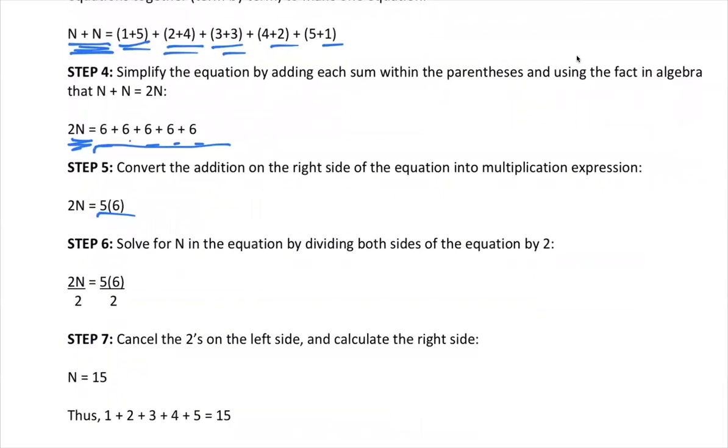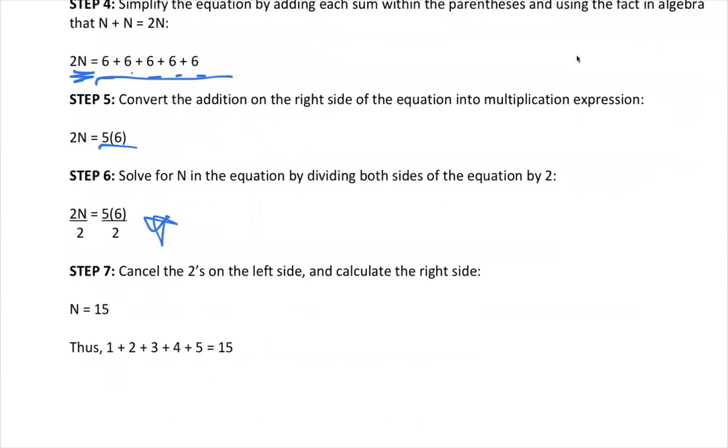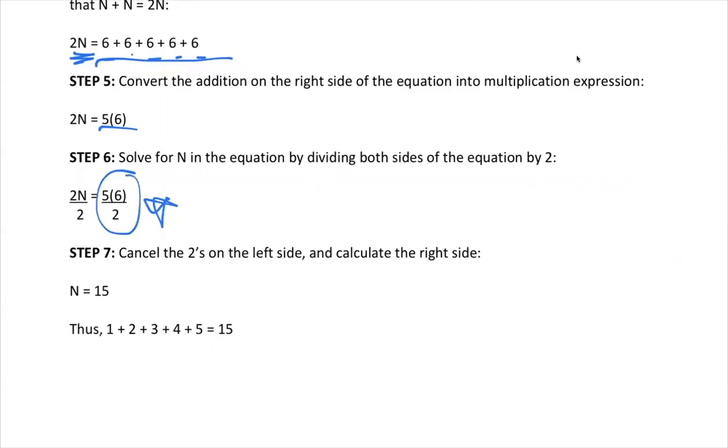Finally, using algebra, divide by 2 to solve for n, right? So I divided both sides by 2 in step 6. And then I calculate that for my step 7. 5 times 6 is 30. 30 divided by 2 is 15. Okay, so there's an algebraic way to figure out, and this was way longer than just putting it into your calculator, but we'll see why this might be helpful. But in the end, the sum is 15, which we already know because we calculated it just by adding them all up.